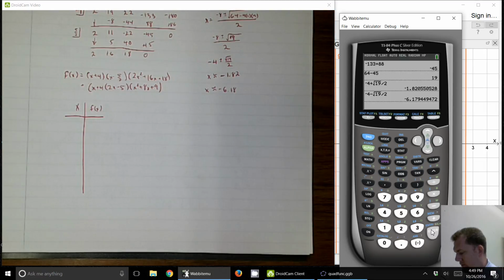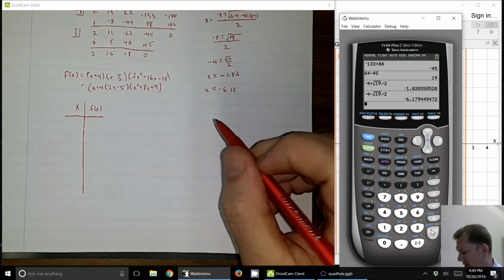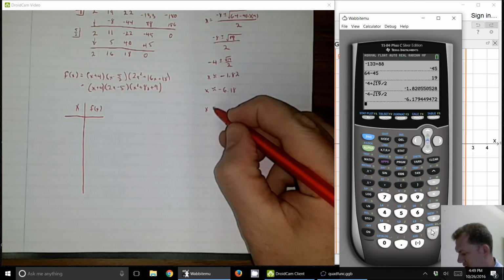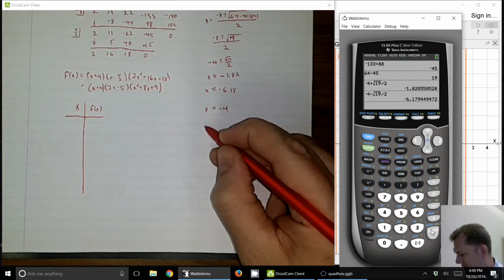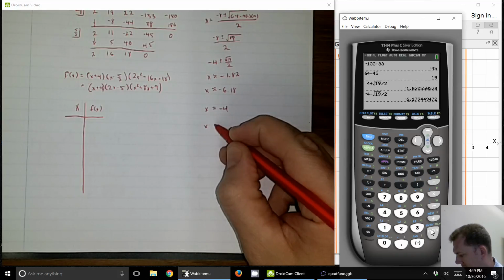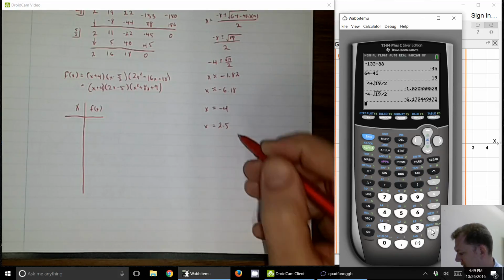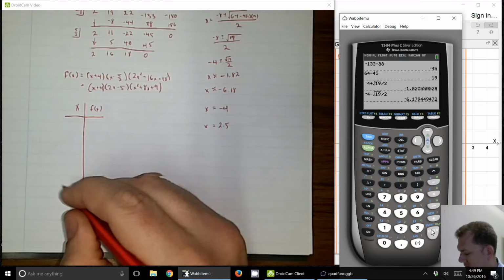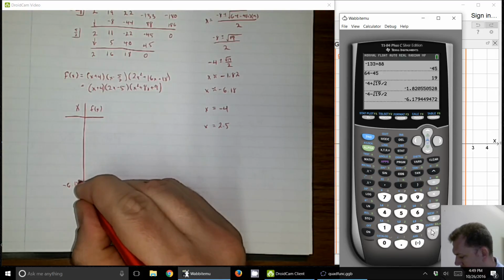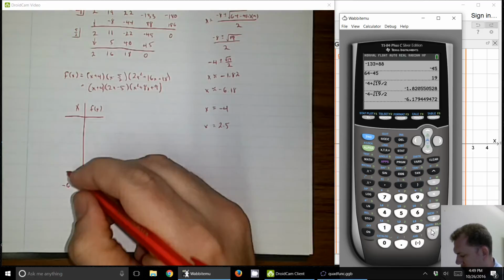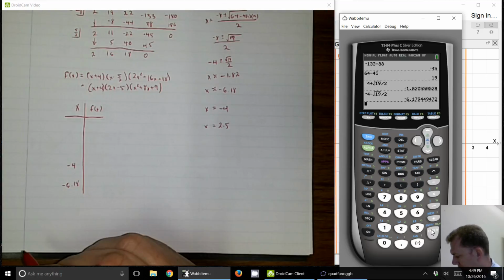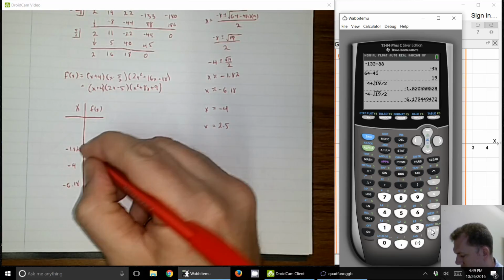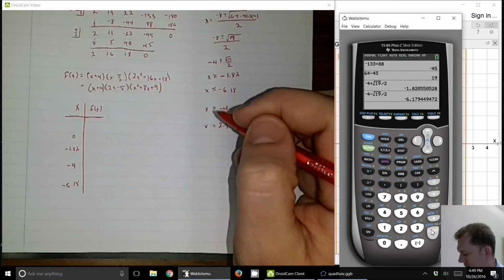So how should we put this? Our other zeros were negative 4 and 5 halves, which is 2.5. So this is the smallest number that's going to show up, so I'll put that down here. The next smallest one is negative 4. The next smallest one is negative 1.82. Then we want the y-intercept. And then we want this other 0.